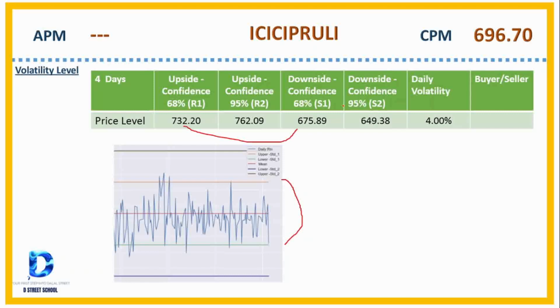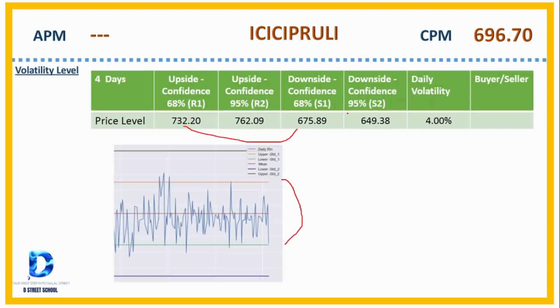When I say standard deviation 1, I can tell you, with 68% confidence, ICICI probably will trade in the range of 675 to 732. So there is the remaining 32% chance that ICICI might not trade within this range, which means it might trade outside of the range, either upside or downside. So this is standard deviation 1.